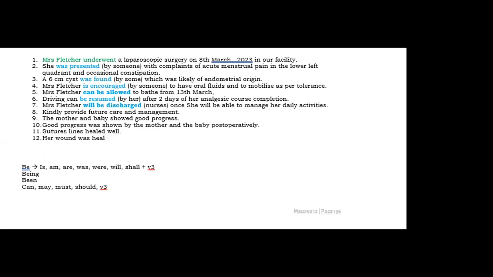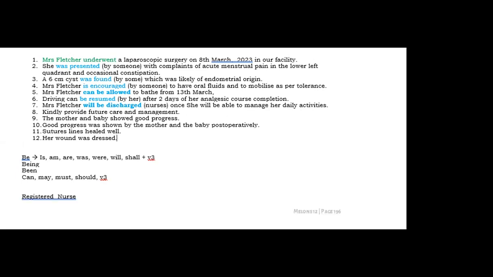Her wound was healed by whom? You cannot say that. You can say "her wound was dressed" with no problem, because nurses and doctors, human beings, can do that. But healing is something that is happening naturally. Nobody can heal it. You can only apply medicines. If doctors and nurses are not there, then healing is not possible, but healing happens naturally as an effect of medication and treatment and all the other things. Healing is totally natural. So "her wound was dressed" is fine, but "her wound was healed" is wrong. So how to write? Her wound healed after 3 days.